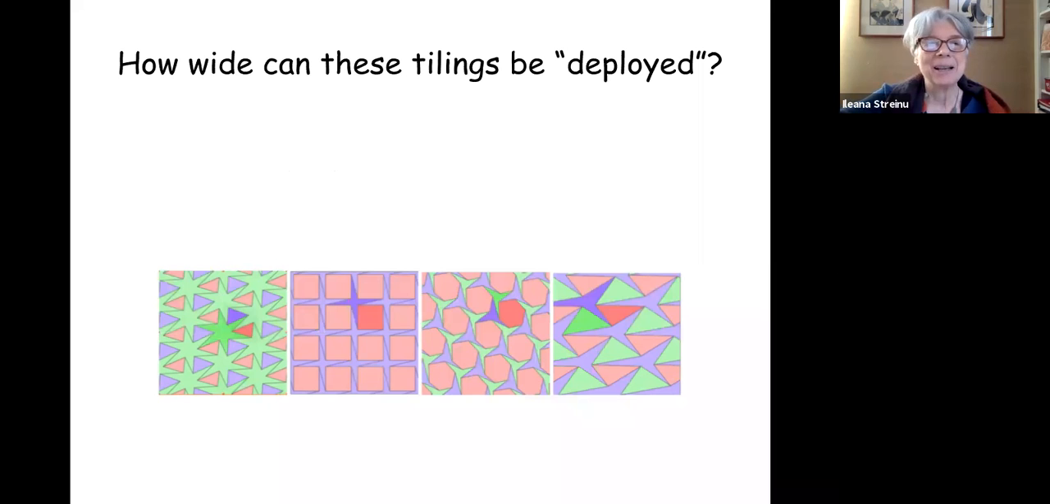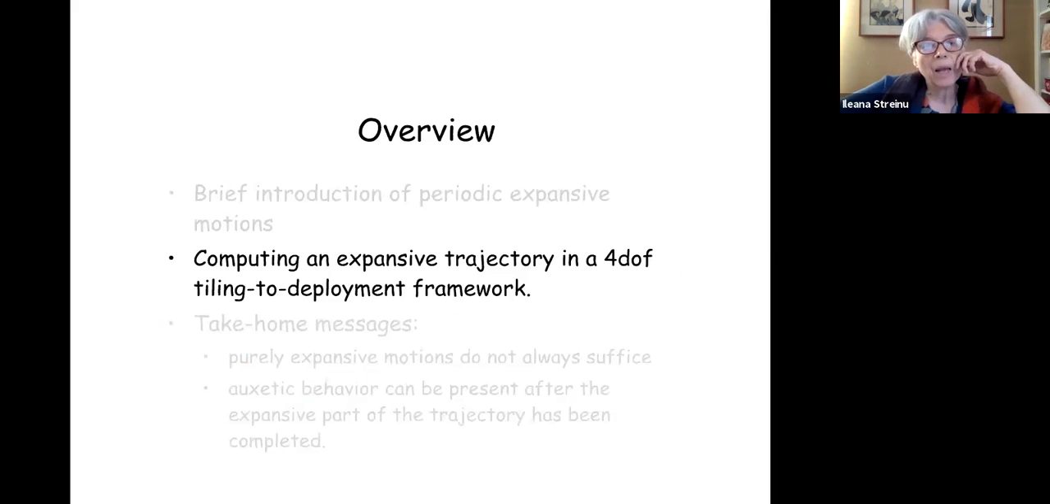Okay, so now here's a question. Forget this introduction. Now we have these nice tilings, and people are interested a lot in these auxetic designs that come from these very elegant tilings. And we may wonder, how wide can we deploy them? They seem to be pretty packed. So how wide can we deploy them, and how can we get there? I'm going to talk about computing an expansive trajectory in a 4 degree of freedom tiling deployment framework. So that's what I want to do next.